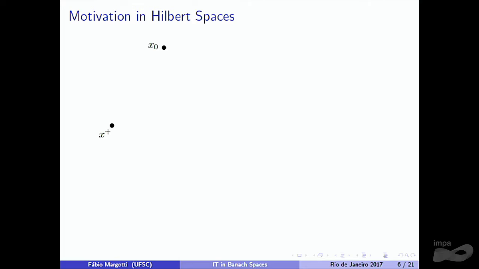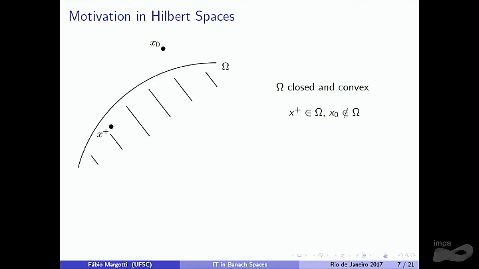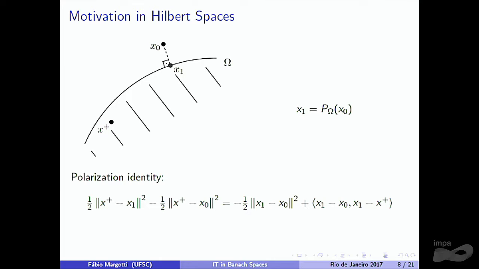Okay? So the idea is, in some way, we find a set omega which is closed and convex. And this set has this nice property here. It separates x0 from x plus, in the sense that x plus belongs to this set and x0 does not belong to this set. I will tell you later how to generate this set. But if you have this set and you are in a Hilbert space, you can think about projecting x0 onto this set.